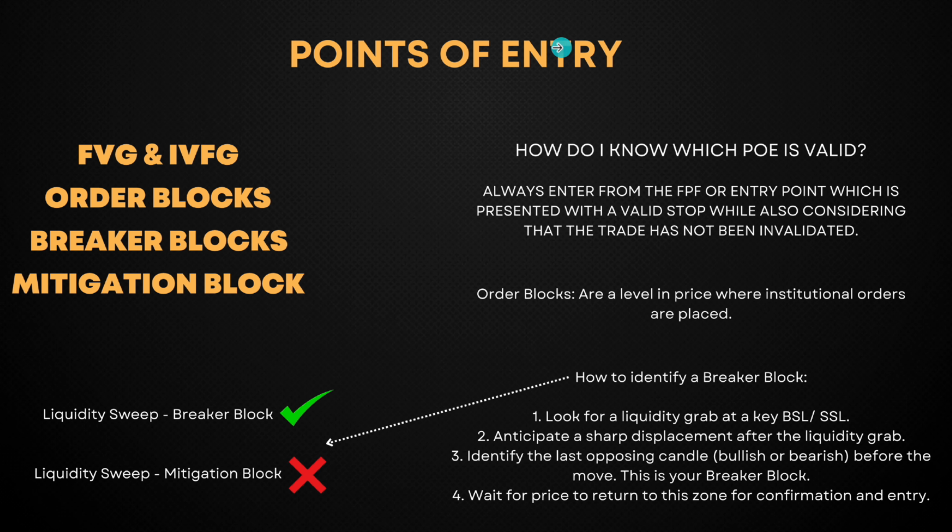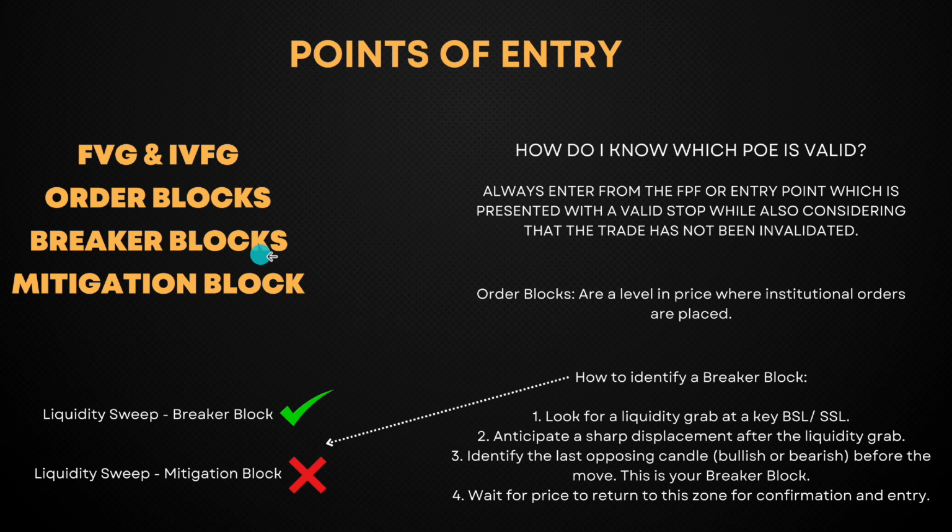Okay, so understanding points of entry. There's 5 points of entry that you guys need to know, nothing more. Fair value gap, inverse fair value gap, obviously when it gets inverse, order blocks, breaker blocks, and mitigation blocks. Mitigation blocks and breaker blocks are very similar, but for a mitigation, it's when it does not take that short-term high or short-term low, and that will be your mitigation block, considering that it does not sweep the short-term high.